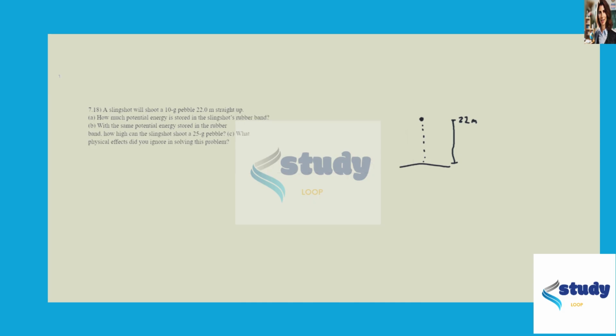Problem 718, a slingshot will shoot a 10-gram pebble 22 meters straight up. So here at the ground, we have a slingshot, and it shoots up this pebble to a height of 22 meters. How much potential energy is stored in a slingshot's rubber band?